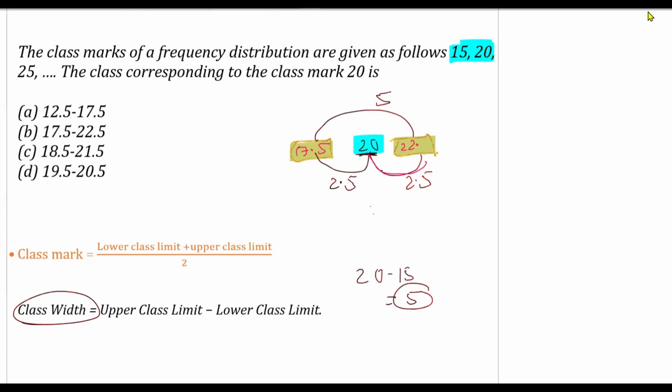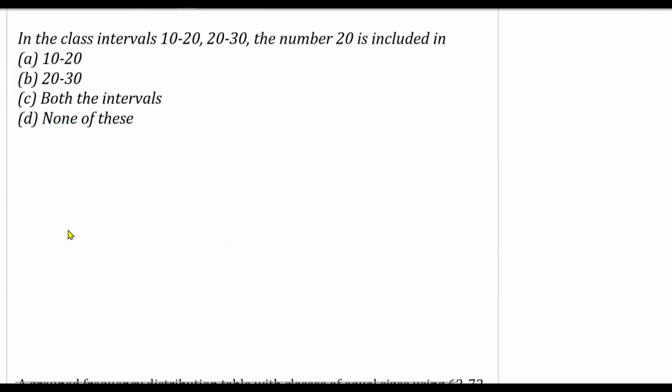And likewise, if I add 2.5 to 20, I'll get 22.5, right? So now, if I erase everything, this is the class interval, that is 17.5 to 22.5. And I can see there is an option that is 17.5. Although we have a formula for finding this out, this is a better way to handle MCQ questions, that is 17.5 to 22.5. B is the correct option.